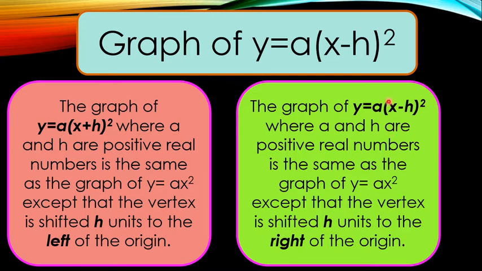Next, we have a times the quantity of (x − h) squared. It is almost the same as y equals ax squared, but it is shifted h units to the right of the origin. Since this is minus, it is shifted h units. It depends on the value of h here, and the graph is shifted to the right of the origin.